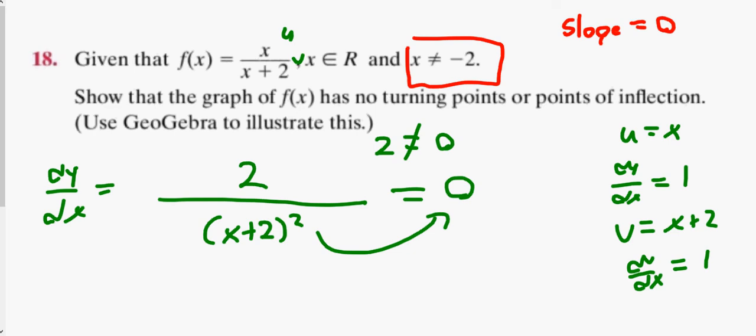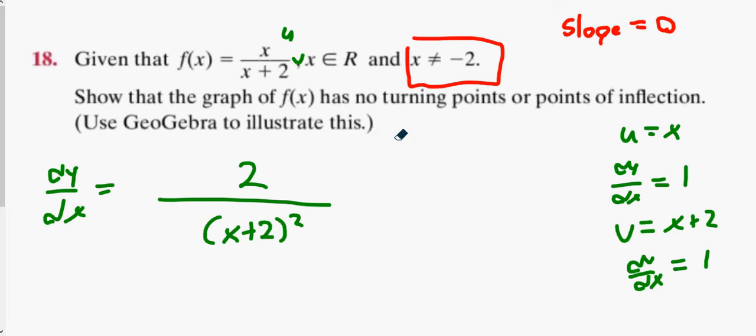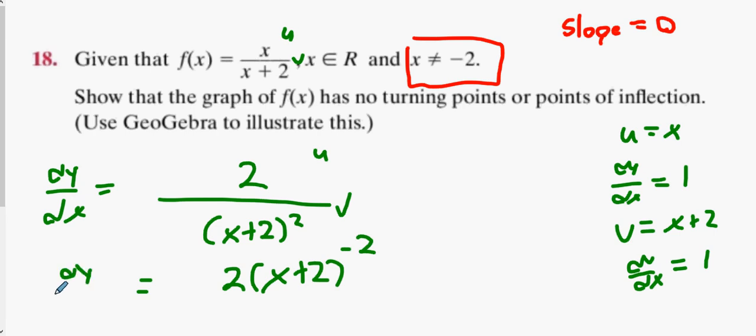Now, we're going to differentiate it a second time to show that there's no point of inflection. You could do the quotient rule again. I'm lazier than that. What am I going to do? Everybody see what I did there? Oh, I used the negative power rule. Are you sure you follow me? Yeah, follow, of course. Okay.